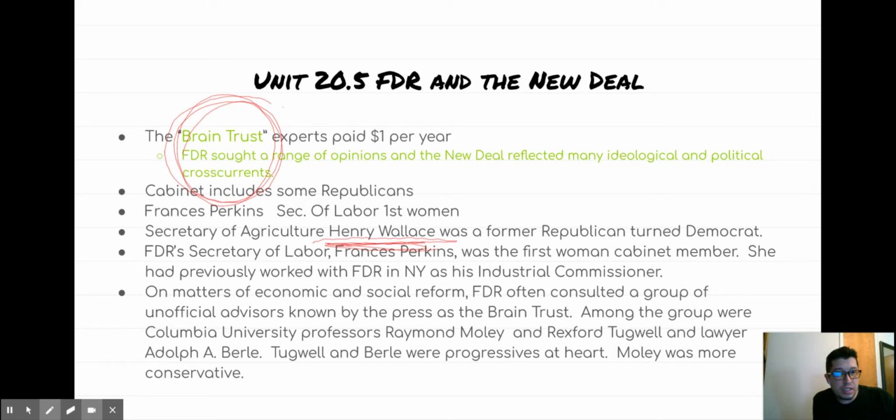So again, that's the brain trust. That's definitely one thing you need to remember from FDR, and how that idea of bringing in all these different minds to his cabinet, kind of the pros and cons of that, right? There are obviously a lot of pros to it, but there are a lot of cons at the same time. So just understand the brain trust, and how that is going to affect a president.